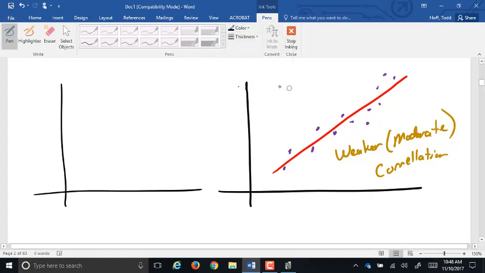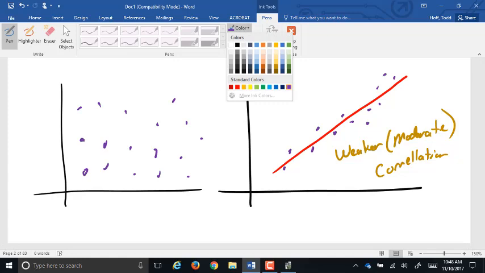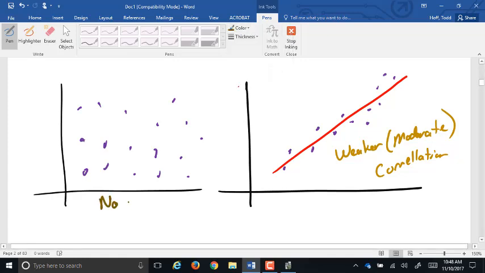And then, of course, we could have points like this. Pretend those look like dots. I'm getting a little sloppy here. Where there's really no way, no matter what line I draw through there, it really doesn't fit the data. This would be said to have no correlation or no relationship.